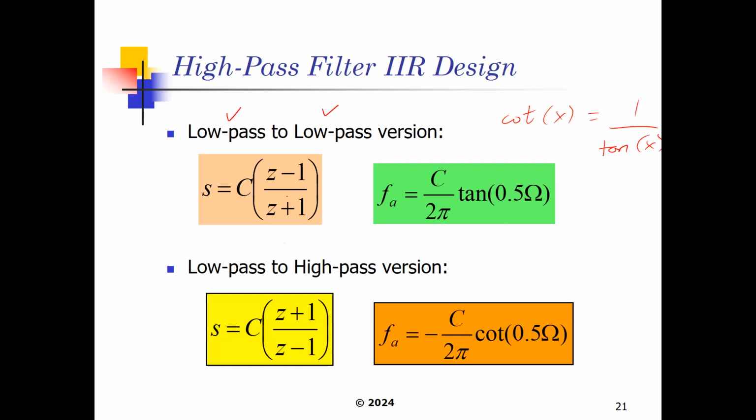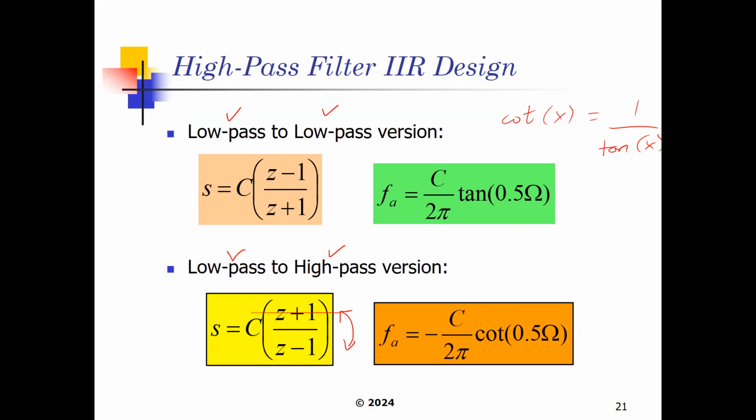C times (Z minus 1) over (Z plus 1), and F_A is equal to C over 2 pi times tan(0.5 omega). For the low-pass analog to high-pass digital case, notice a little change. It's (Z plus 1) over (Z minus 1), so the signs get swapped, or the numerator and denominator get swapped. And the mapping coefficient now changes from tan to minus cotan. So instead of tan, you replace it with minus cotan.